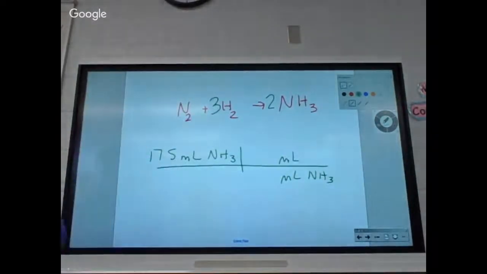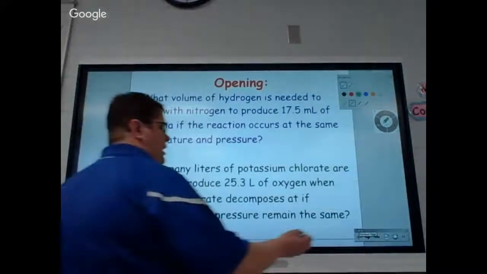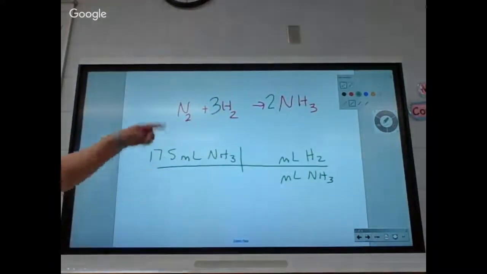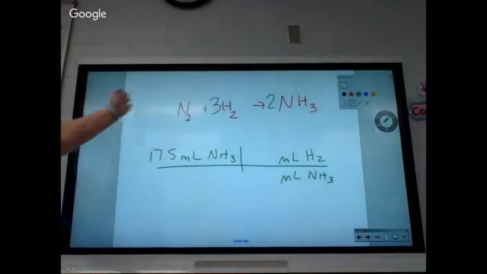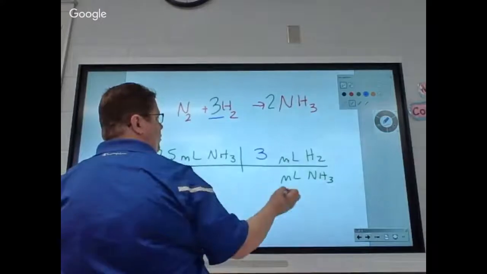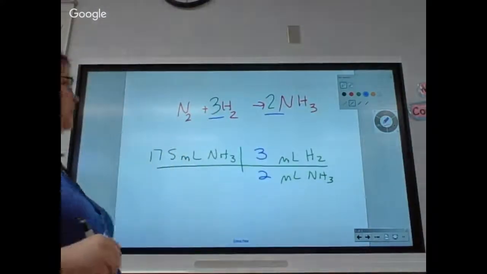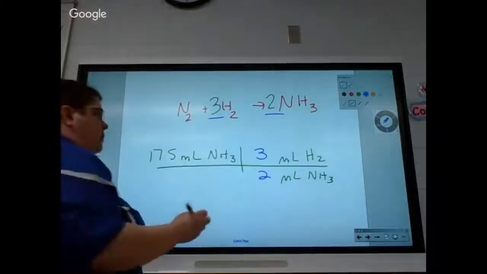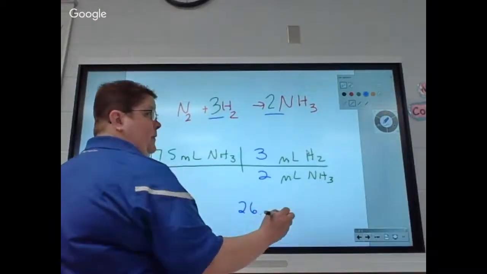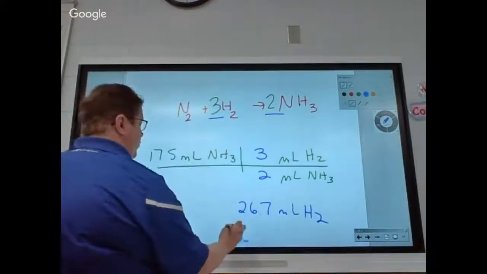All right, what did that ask you to find? Milliliters of what? Hydrogen. So hydrogen goes on the top line. So put hydrogen there. So when you look at milliliters to milliliters, what are our numbers? All right, what's in front of hydrogen? 3. So we put a 3 there. What's in front of ammonia? 2. So we put a 2 there. So multiply those two numbers and divide by 2, and what do you get? 26.7 milliliters of hydrogen.